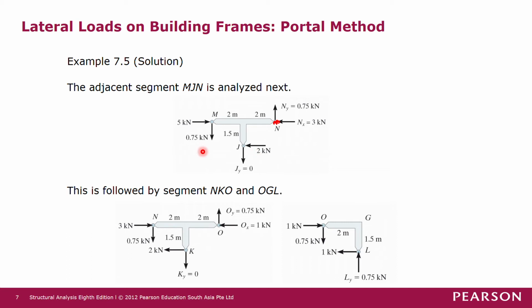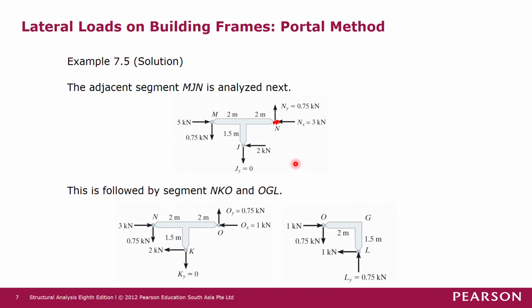First of all, we may sum total forces in the horizontal direction and equate it to 0. So we have 5 kN minus Nx minus 2 kN equals to 0. Solving for Nx, we get Nx equals to 3 kN and we get a positive solution, meaning that the assumed direction for Nx is correct.